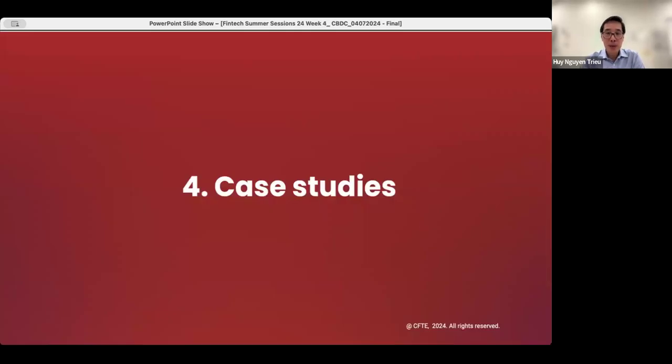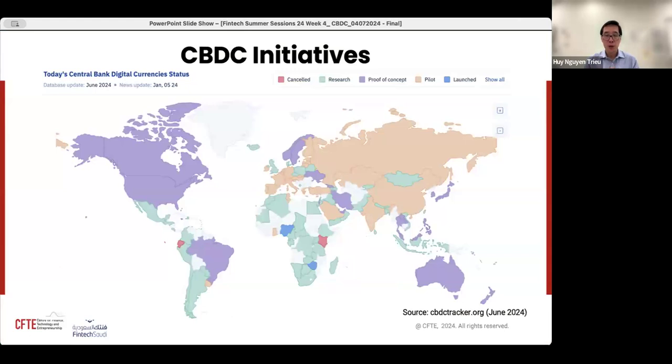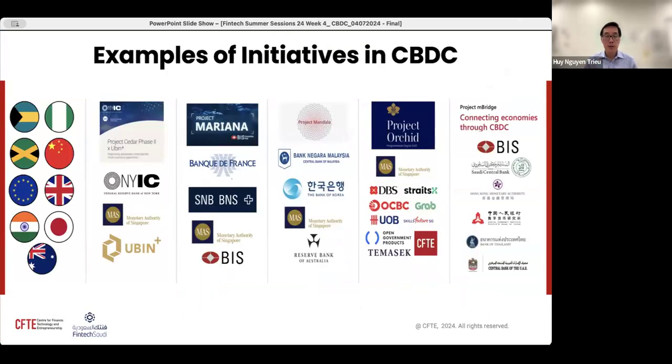So let's have a look at case studies. For CBDC initiatives, a very good source is cbdctracker.org. You will see almost all the different CBDC initiatives being tracked. What you will see is more than 100 CBDC initiatives around the world by different countries, but also a lot of cross-border, cross-country collaborations. Some examples of initiatives in CBDCs: Project SEDA or Project UBIN is around cross-border wholesale CBDCs. Project Mariana is also cross-border wholesale CBDCs. Project Mandala is different. It's about compliance in CBDCs and making sure that you can have compliance between jurisdictions for CBDCs. Project Orchid, purpose-bound money.